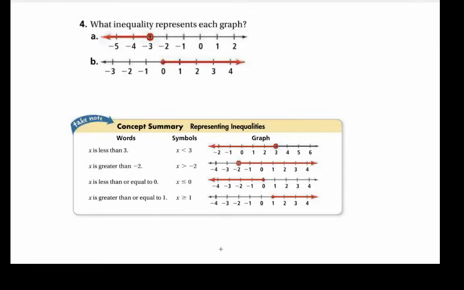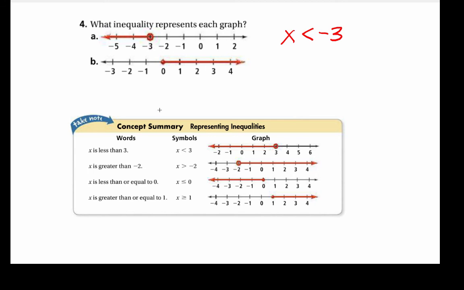Another thing we need to be able to do is take the graph of an inequality and write the inequality that represents the graph. So in part A here, we have a dot on -3, so we know our inequality is going to involve -3. We have an open dot, so we know that's just going to be a less than or a greater than. The graph goes to the left, so we know that's a less than. So if we want to use x as our variable, we know that x is going to be less than -3. Everything to the left of -3, not including -3.